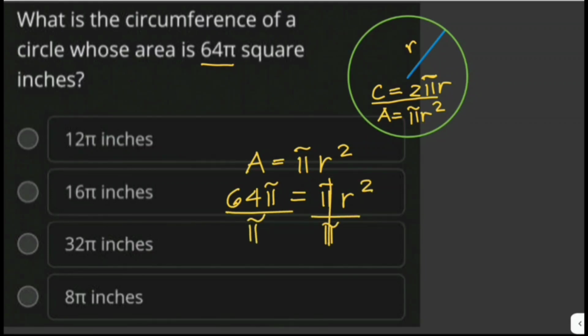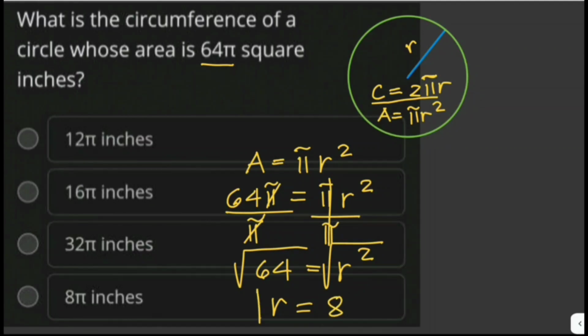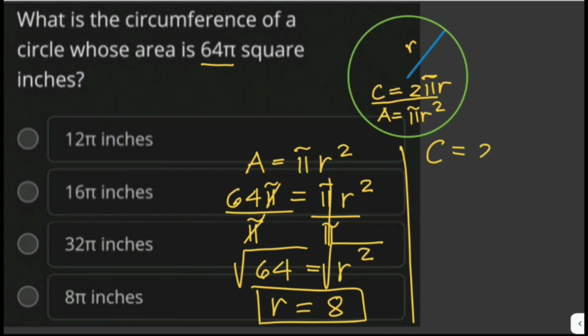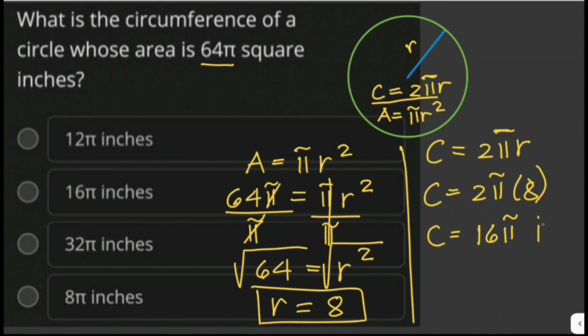So this cancels out. Therefore, r squared is just equal to 64, and we get the square root of this. Therefore, the value of r is just equal to the square root of 64, which is 8. So our radius is equal to 8. Now we can solve for the circumference. So circumference is equal to 2 pi r. So this is 2 pi times 8. So this is just equal to 16 pi inches. So the answer here is this one.